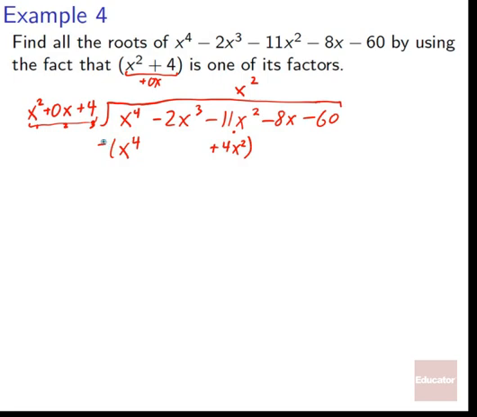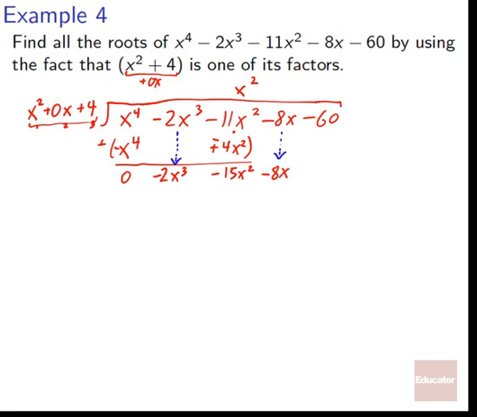Now, we subtract by that. We put our subtraction onto both of our pieces, so now we're adding. So x to the 4th minus x to the 4th becomes 0. Negative 11x squared minus 4x squared becomes negative 15x squared. We bring down our negative 2x cubed, bring down our negative 8x, so we have everything. Negative 2x cubed minus 15x squared minus 8x.